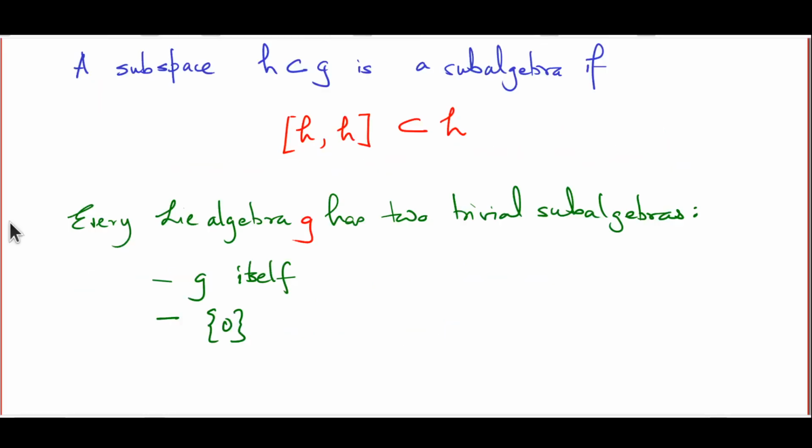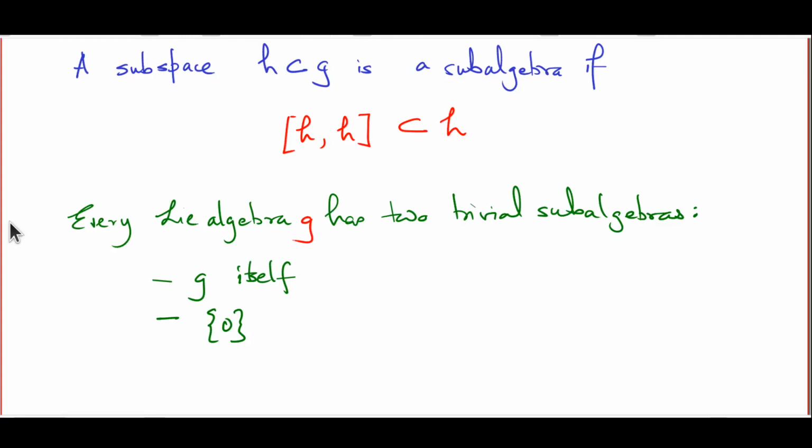At this point, let me state something which is pretty obvious. Every Lie algebra G has two subalgebras for sure. One of them is G itself. The other is the trivial subspace with only the vector 0, the null vector, in it. And it is easy to check that this has to be a subalgebra according to the definition of a subalgebra that we have just laid down.